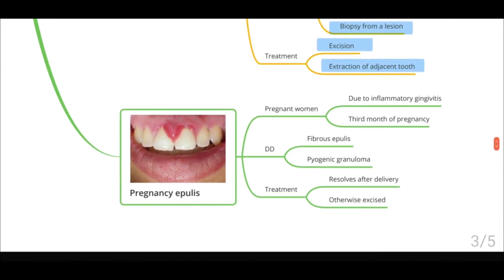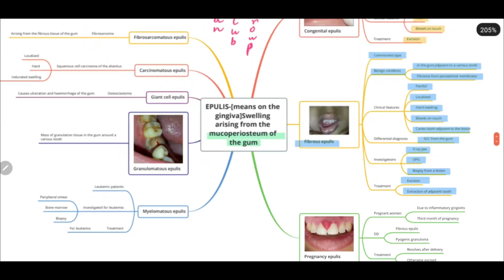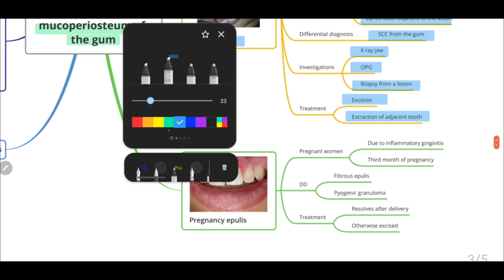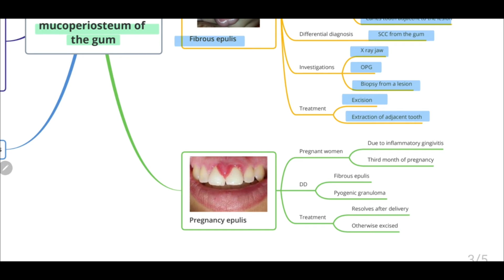Next is pregnancy epulis. Basically, pregnant women will see this kind of lesion in their mouth. This is basically due to inflammatory gingivitis and it is seen in the 3rd month of pregnancy.